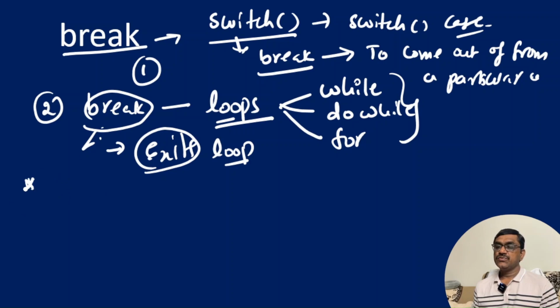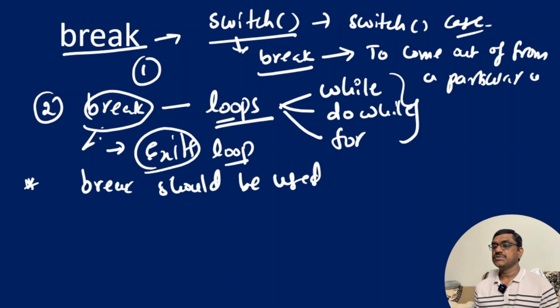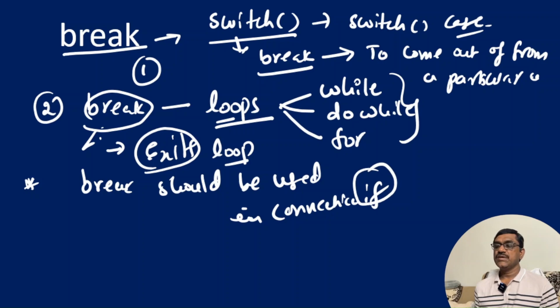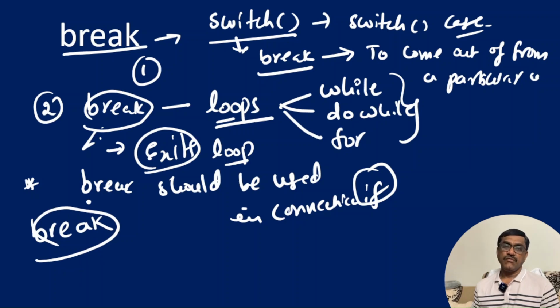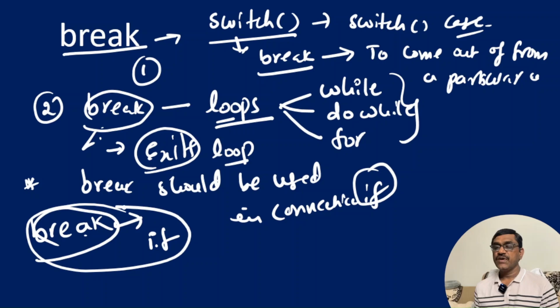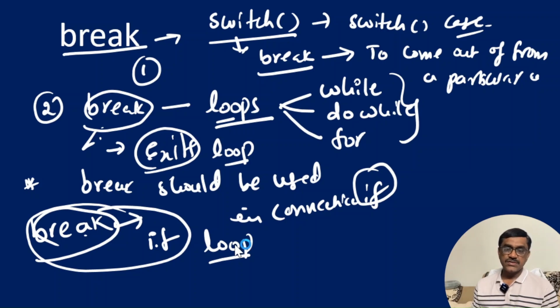But the important thing you have to note is that the break statement should be used in connection with if. If you don't use the if, then break cannot be used. Why? You have to write the break statement in connection with if. Both if and break should be in the loop, then only the loop will be terminated or exited. You can exit from the loop by using the break statement used in association with the if statement.